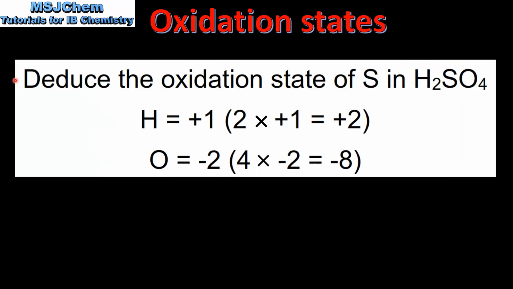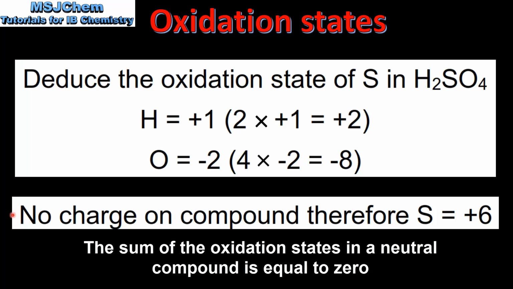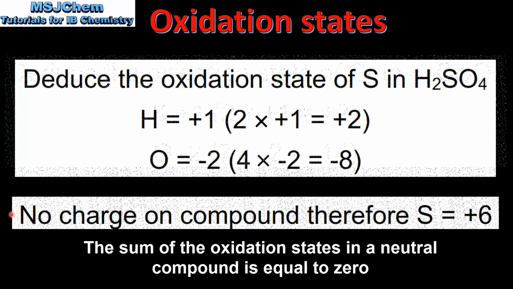So next we look at a couple of examples. Deduce the oxidation state of sulfur in H2SO4, which is sulfuric acid. Well, we know that hydrogen has an oxidation state of +1 and oxygen has an oxidation state of -2. That gives us a total of +2 for the 2 hydrogens and -8 for the 4 oxygens. There's no charge on the compound, therefore the oxidation state of the sulfur must be +6.